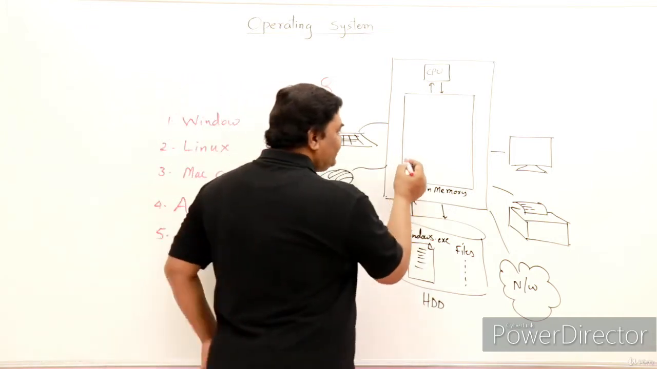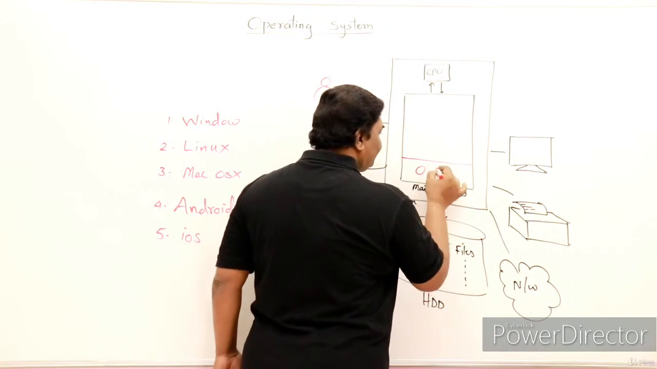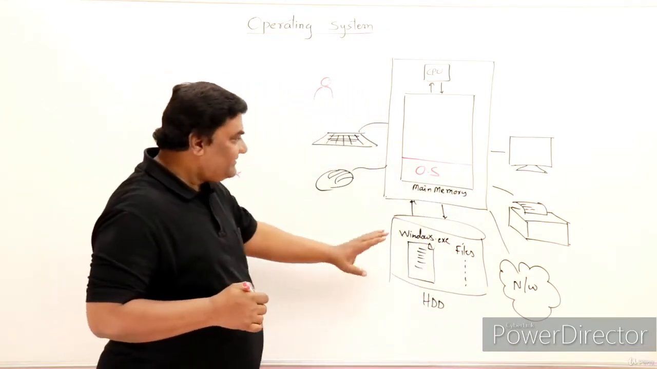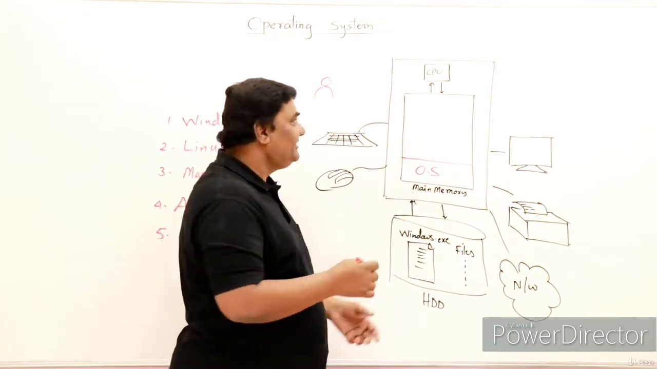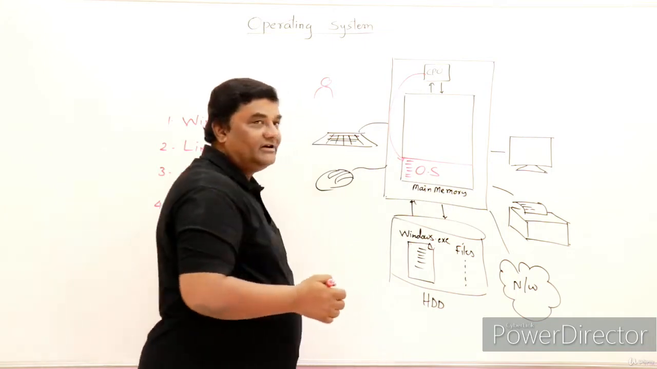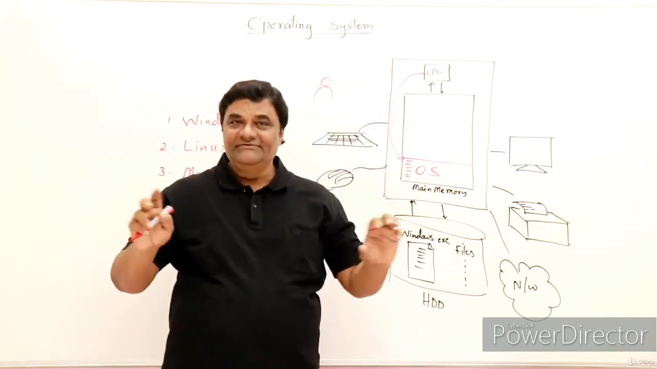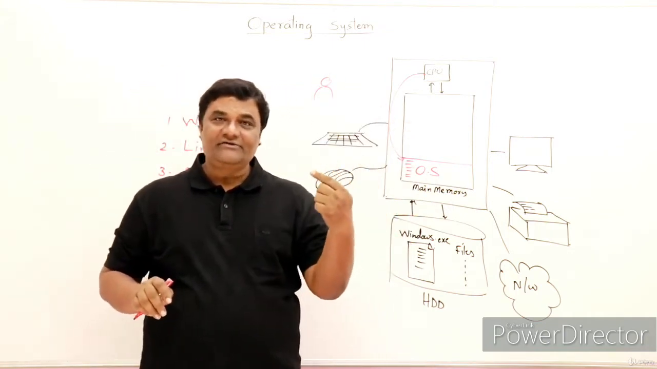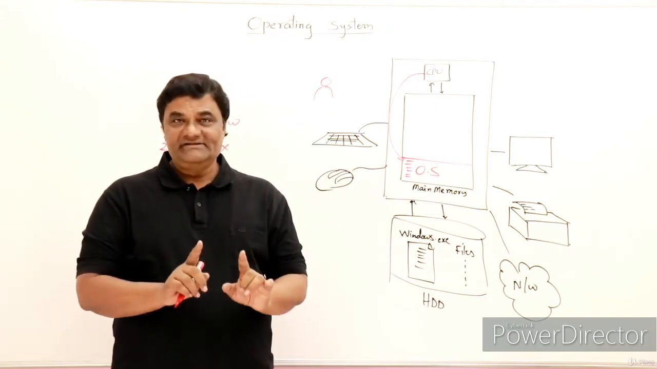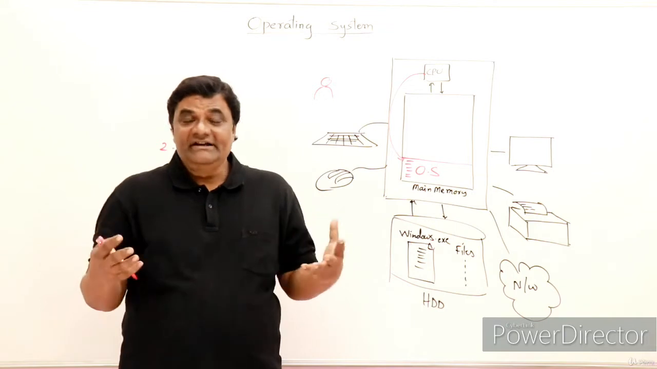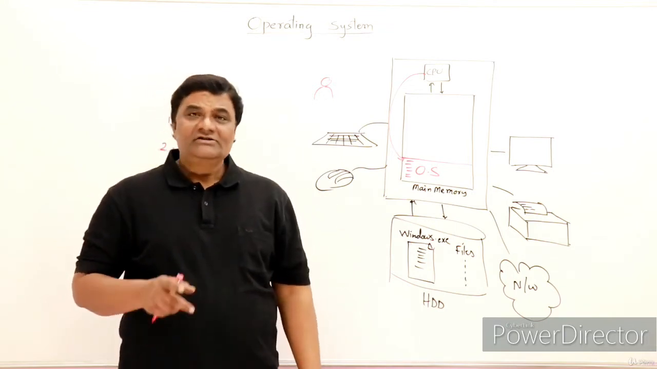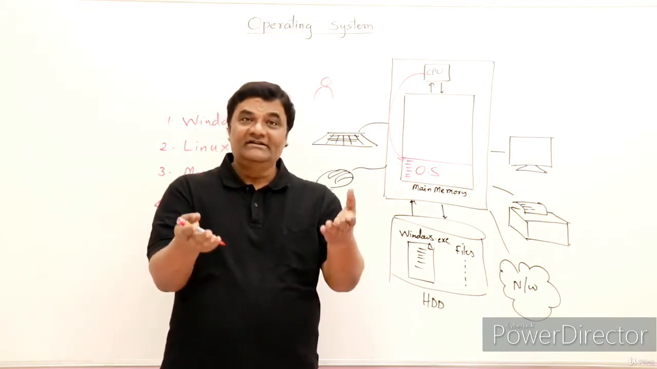This should come inside main memory. I will write just OS in short for operating system. The operating system will get ready first inside the main memory and the CPU will start executing it. The very first thing you get is a screen full of icons and the mouse cursor. All this is displayed by the operating system, and the operating system is ready to take instructions or commands from you. So you click on some icon for opening an application.